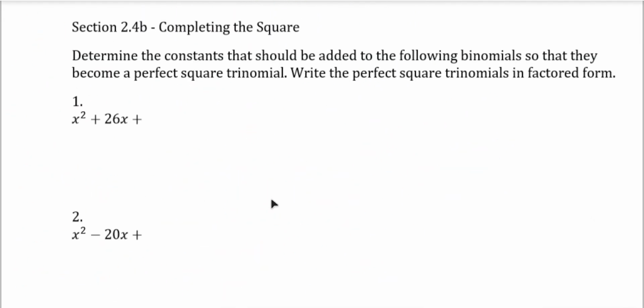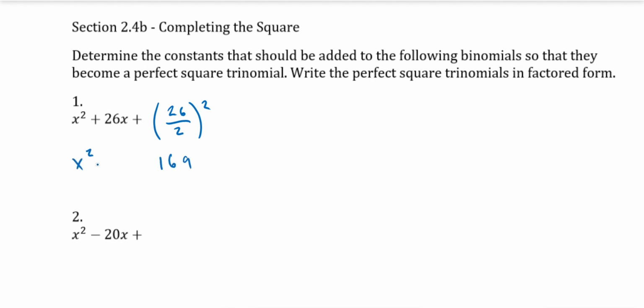First, we want to just practice the setup. This says determine the constants that should be added to the following binomials so that they become a perfect square trinomial. Then write the perfect square trinomial in factored form. For your homework, I believe all they want you to do here is take our middle term, 26, and we're wanting to add half of 26, squared. Now, that's of course going to be 13 squared, which is 169.